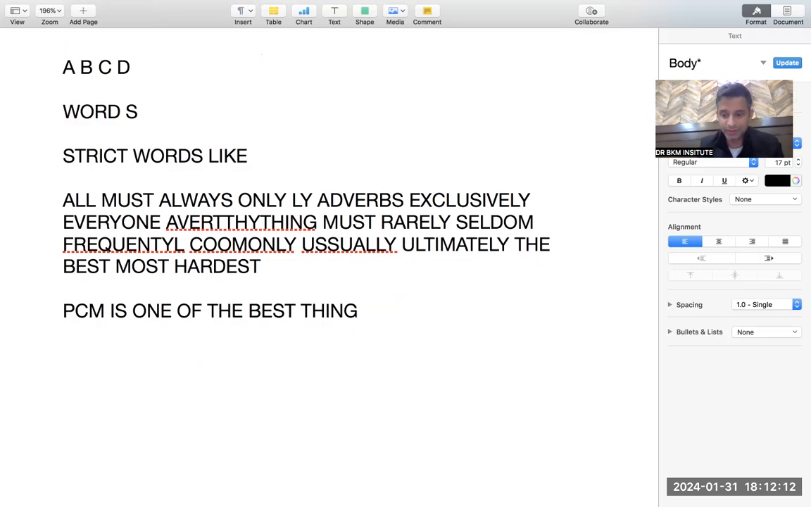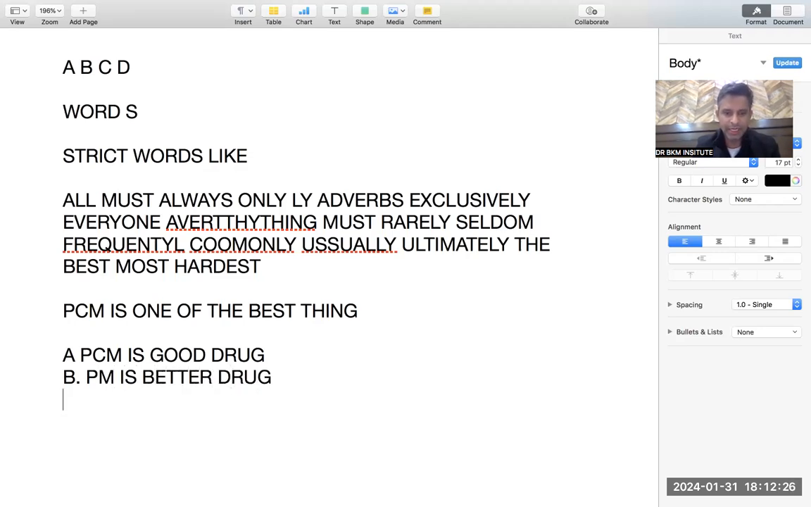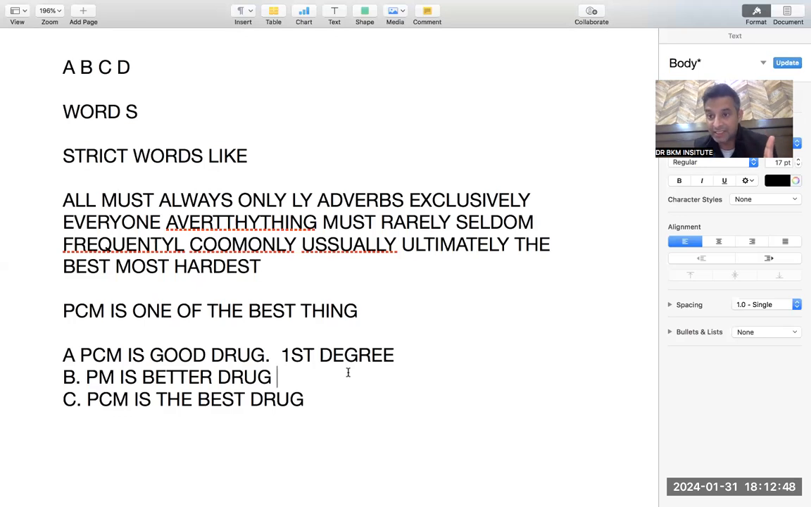And I have got three options. A, paracetamol is a good drug. B option says paracetamol is a better drug. And the third option says paracetamol is the best drug. Then you should realize good means first degree. Look, second degree is better. Comparison degree, comparative degree, second degree, comparative.